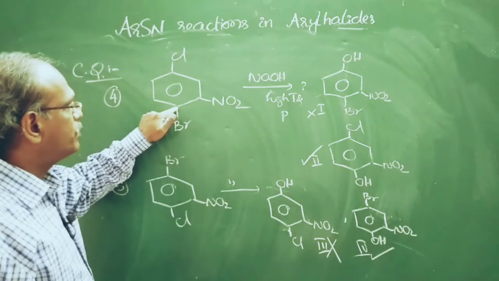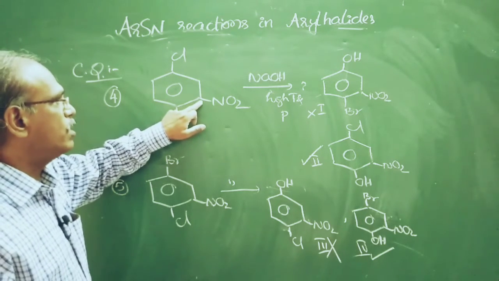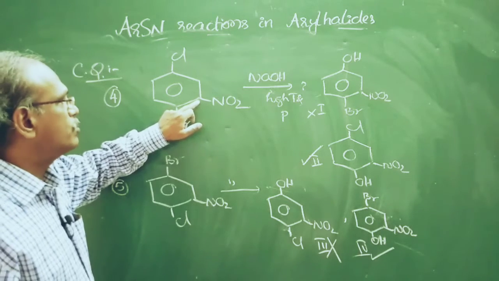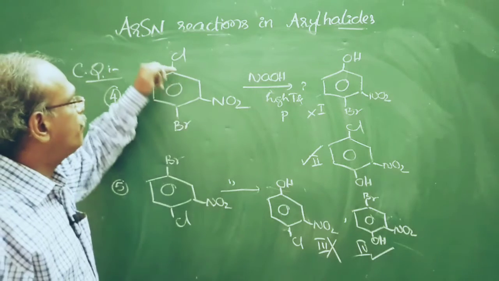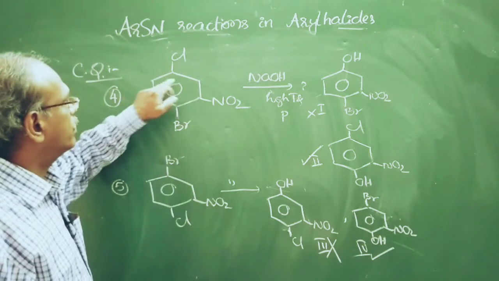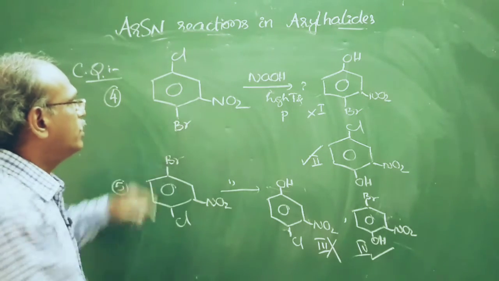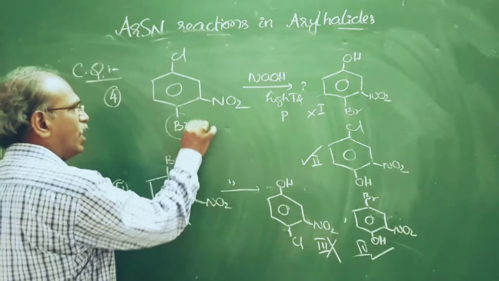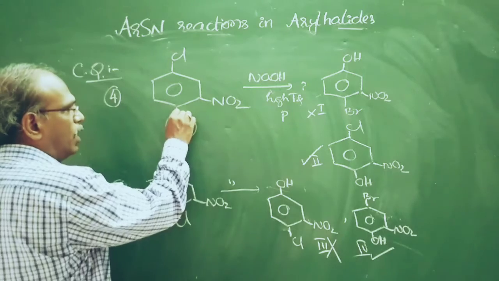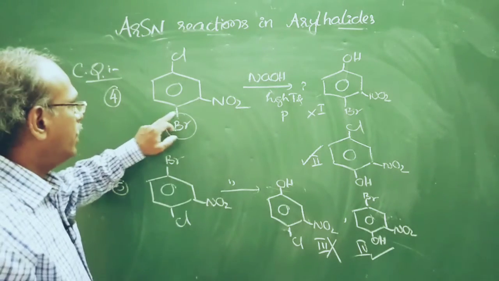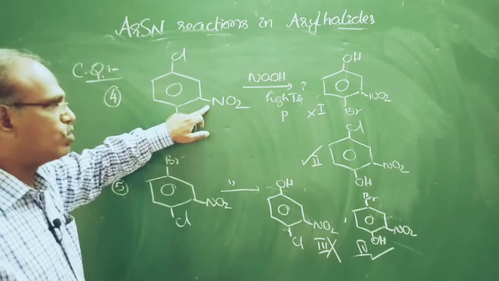During nucleophilic substitution, negative charge is developed at ortho and para positions. See here. So that negative ion is stabilized by the electron withdrawing group. But if it is substituted elsewhere, the negative ion is not stabilized by the minus M effect. That's why we have to substitute any halogen, irrespective of its nature, present at ortho or para to the electron withdrawing group.